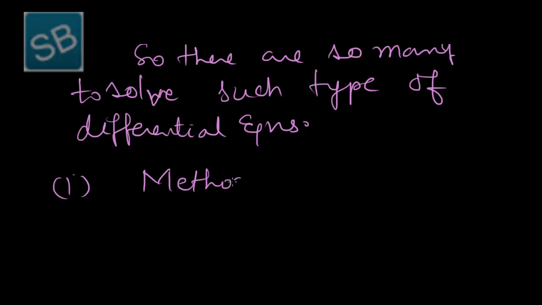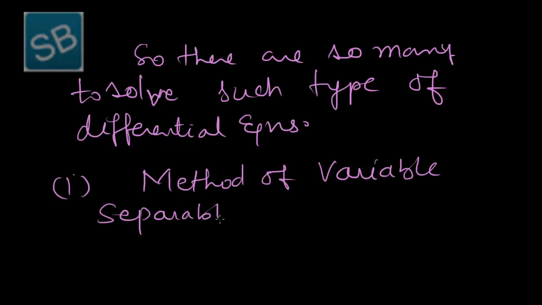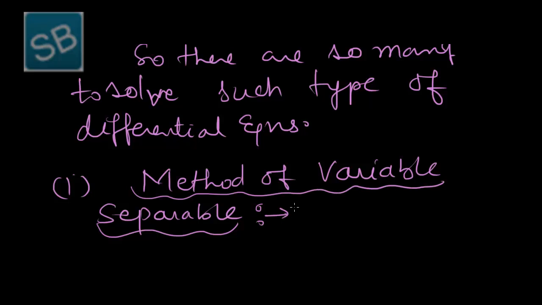method of variable separable. That is, in this method we will get an equation in two variables and its variables can be separated. That is, on one side, maybe the left side, we will get the variable in y form, and on the right hand side we get the variable in x. Then after integrating both sides, we will get the general solution very easily. So the first method is the method of variable separable.